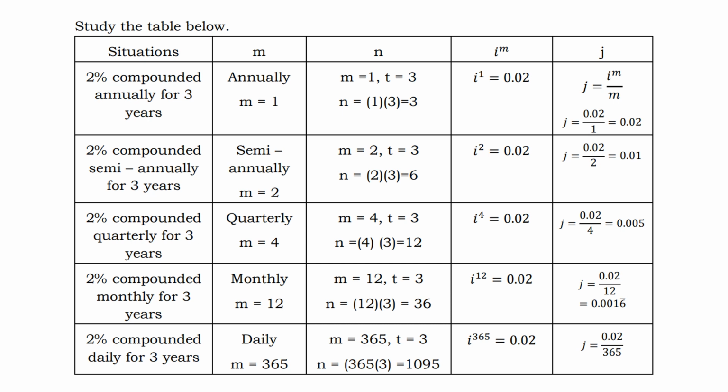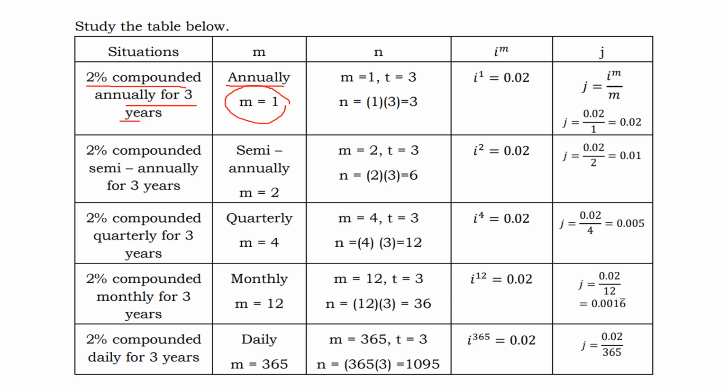So let's deal now with this table below, for us to visualize more how we compute compounding more than once a year. So the situation here: 2% compounded annually for 3 years. Annually, meaning to say that your m is 1 because it pertains to 1 year. So we don't need to put any values on it, and m is automatically 1 because it pertains to annually.